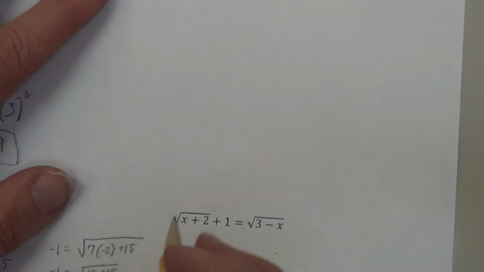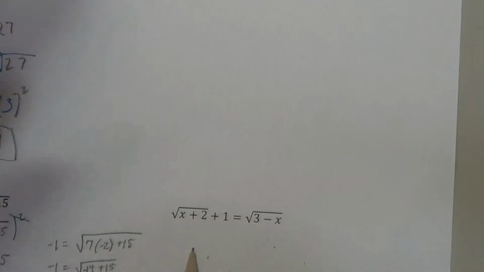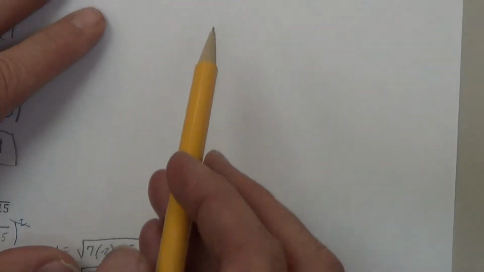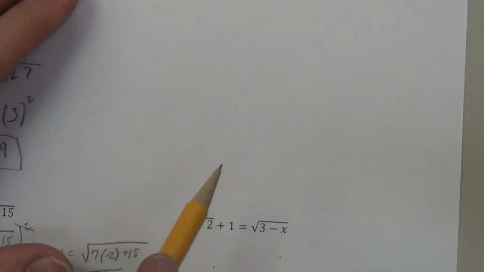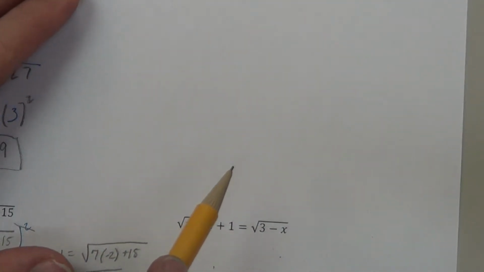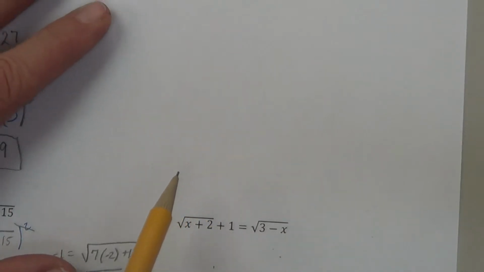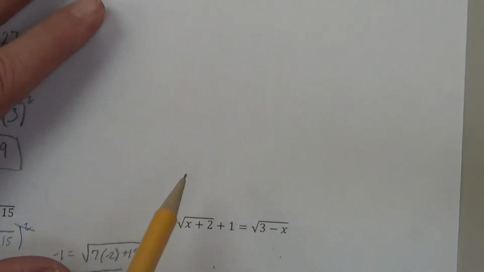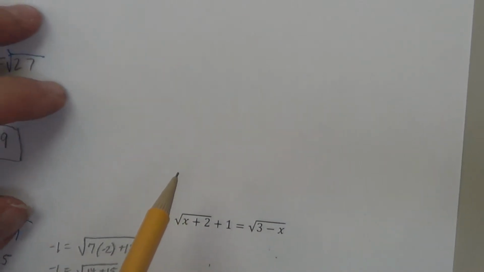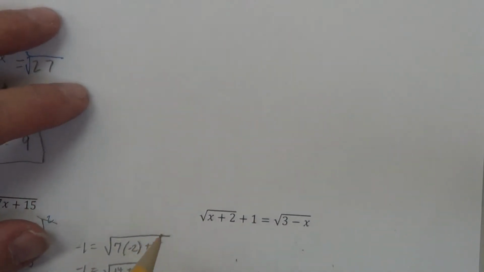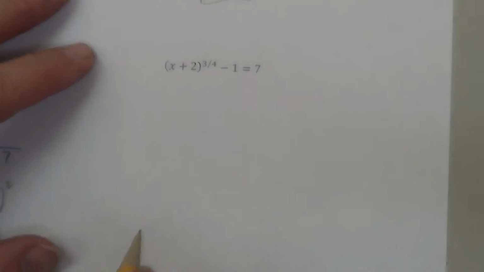Okay, here we go on this problem. We need to get rid of that 3/4. Now, one option here is to not go into the radical. We could raise the whole thing to 4/3. Let's see if that works. Let's just play around with this and see if that works.